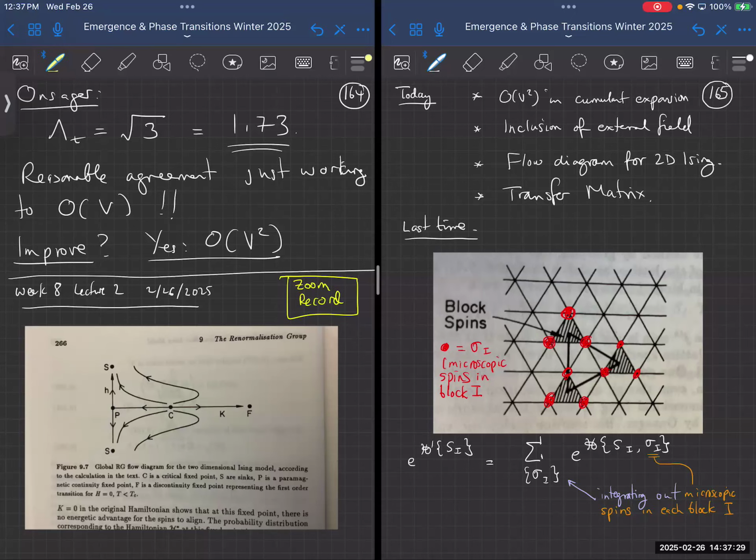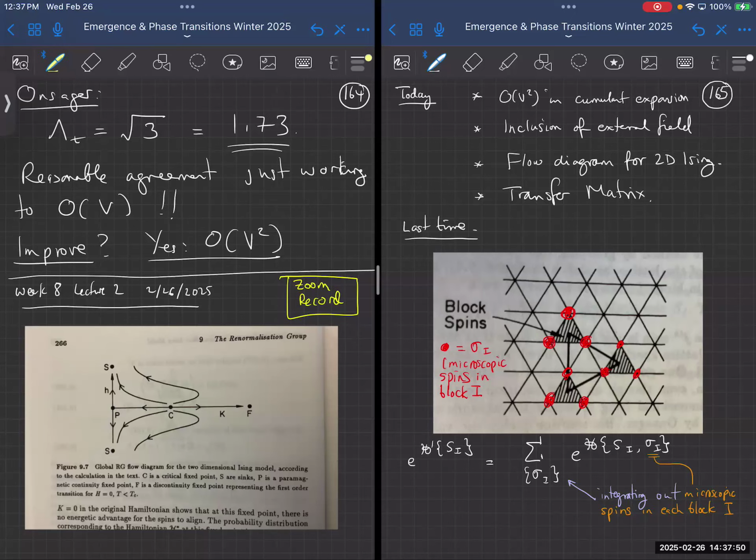So what I want to do is go to higher order in the cumulant expansion. I'm not going to do all the calculation. I'm going to show you how it's done. But the main things I want to show you is that we now generate new interactions when we go to higher order, and we get improved values for the critical exponents. So we're going to start off with that.